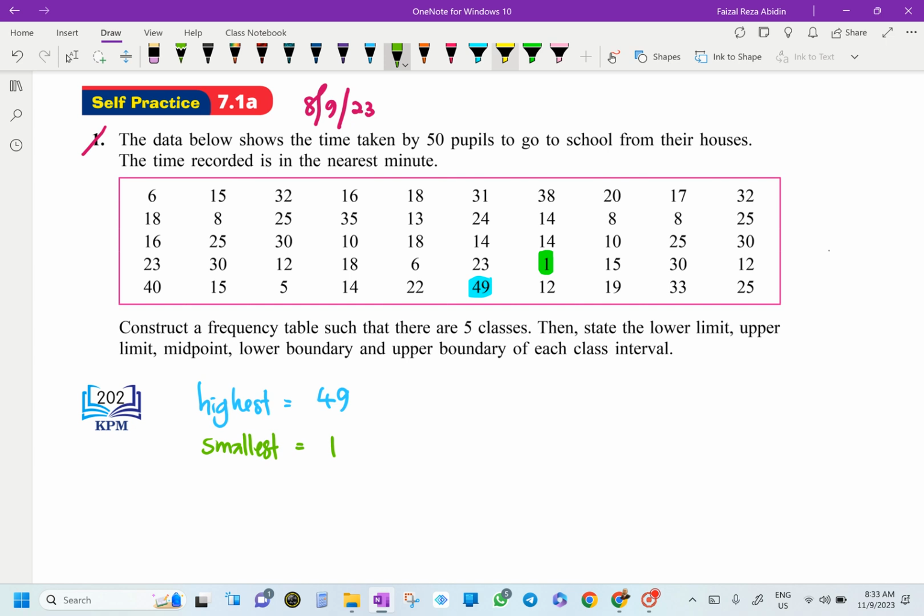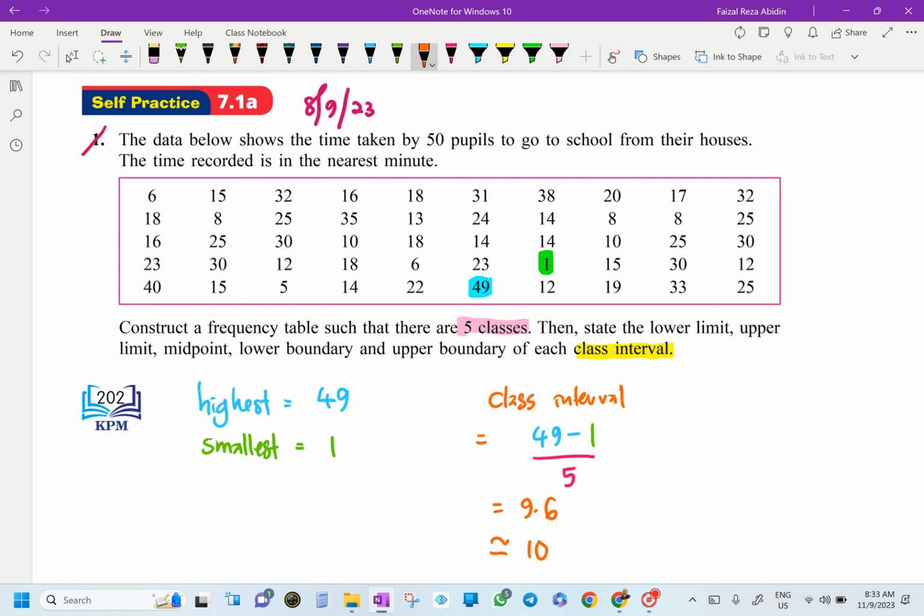So if we are going to determine our class interval, the highest 49 minus the lowest over here. Then, if you look over here, it's given to us there are 5 classes, so you have to divide by 5. Okay, so you are going to get 9.6. So I'm going to round off to 10. So the class interval is going to be 10.